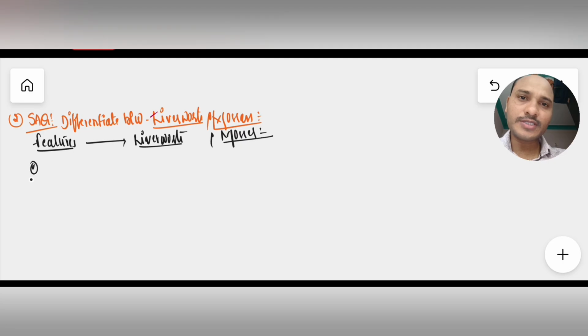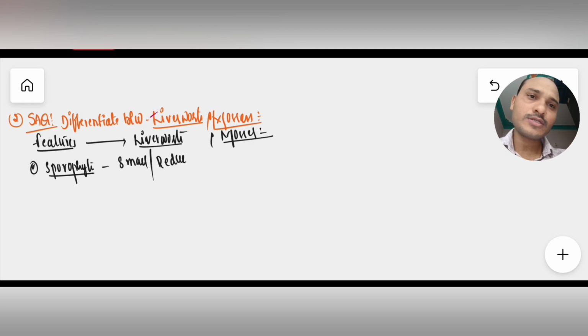The fifth difference here: the sporophyte plant body in liverworts is small, or sometimes reduced. But in mosses, the sporophyte plant body is more elaborate. Okay, and next, the sixth point here about their spore dispersal.